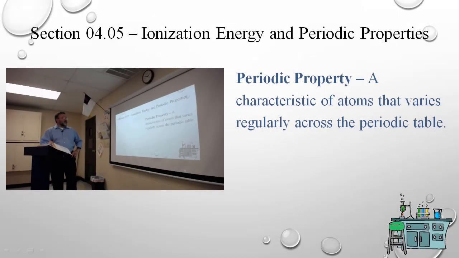Ionization energy and periodic properties. A periodic property, what's a periodic property? By definition in the book, a periodic property is a characteristic of atoms that varies regularly across the periodic table. What does that basically mean?